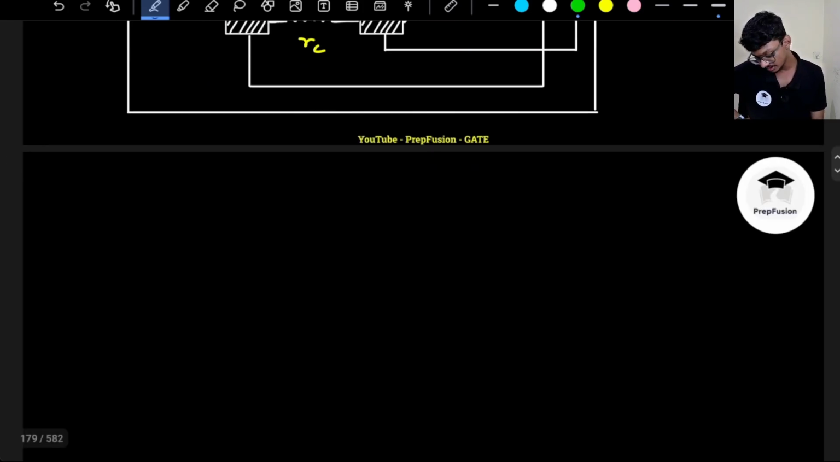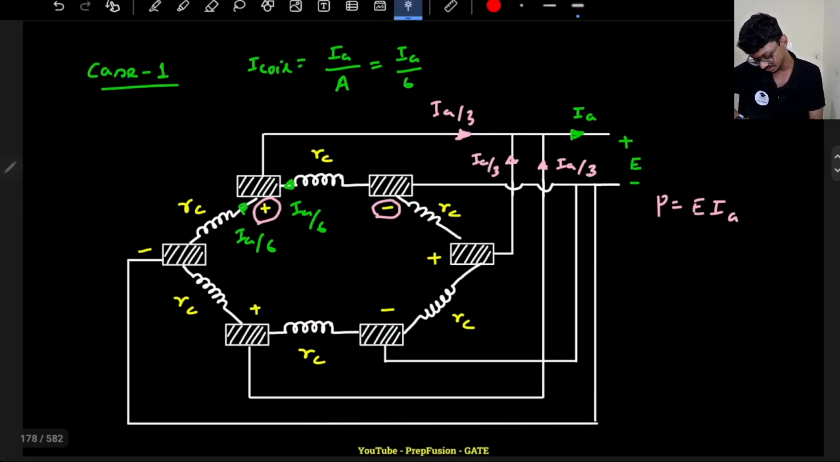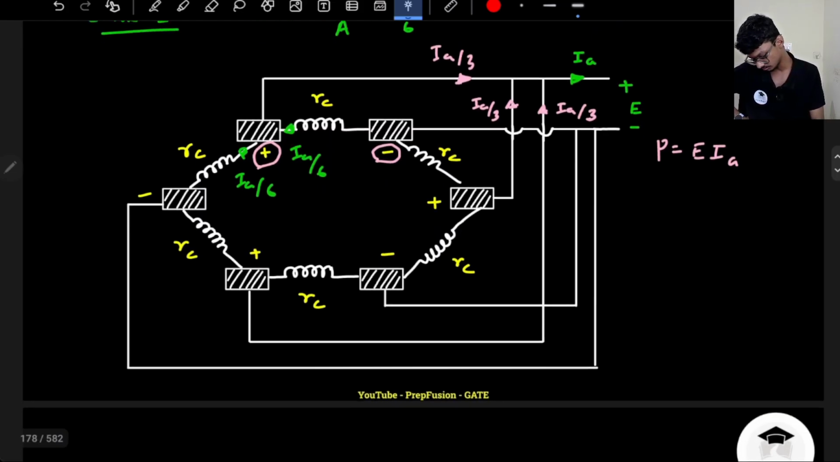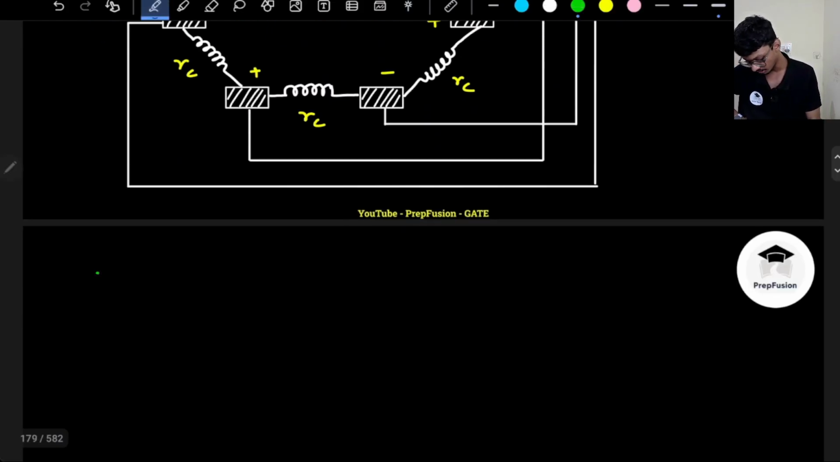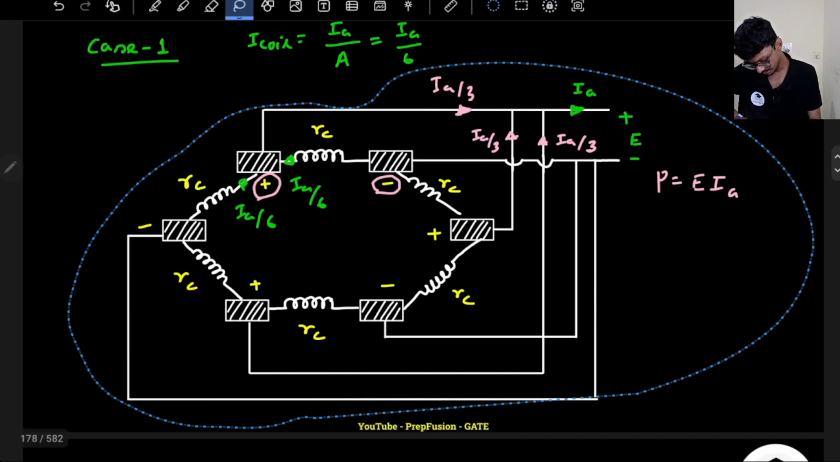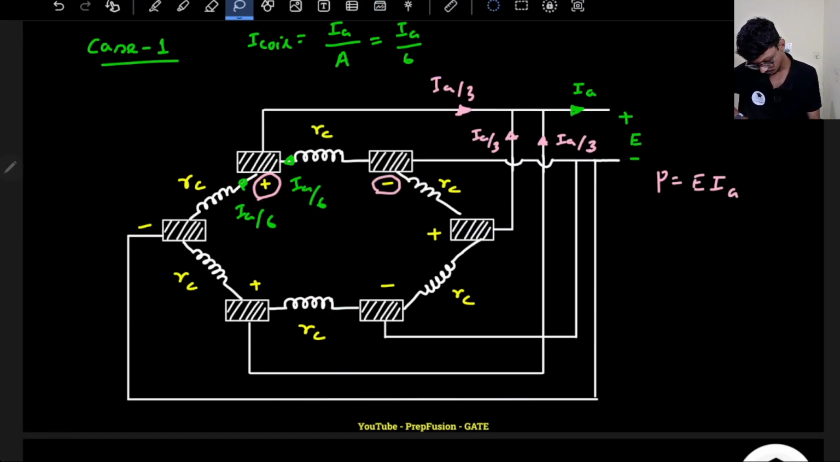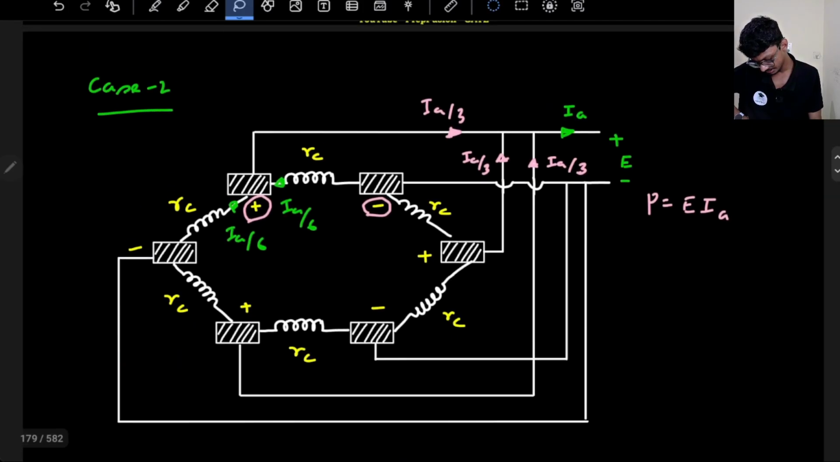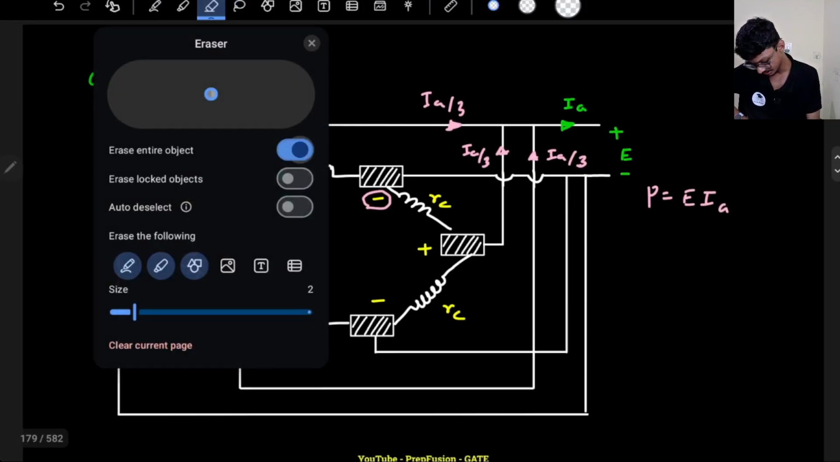Now in the case 2, they are telling me that the 3 adjacent brushes are removed. Any 3 adjacent brushes you remove, won't matter, but I will do it for only a single case. For other cases as well, you can derive it. So case 2, if the 3 adjacent brushes are removed, let us remove these 3 adjacent brushes.